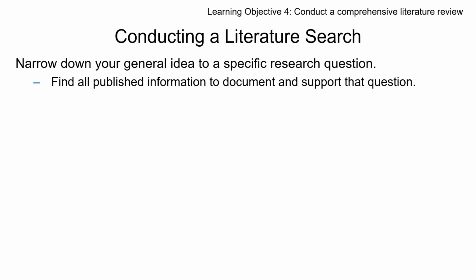You're reading books, you're reading journals, you're getting a general idea of the field, of the subfield you're interested in, whatever it is. Then once you've narrowed down your general idea to a specific research question, you want to go out finding all published information to document and support that specific research question. So specific research question, you want to find everything you can related to that.